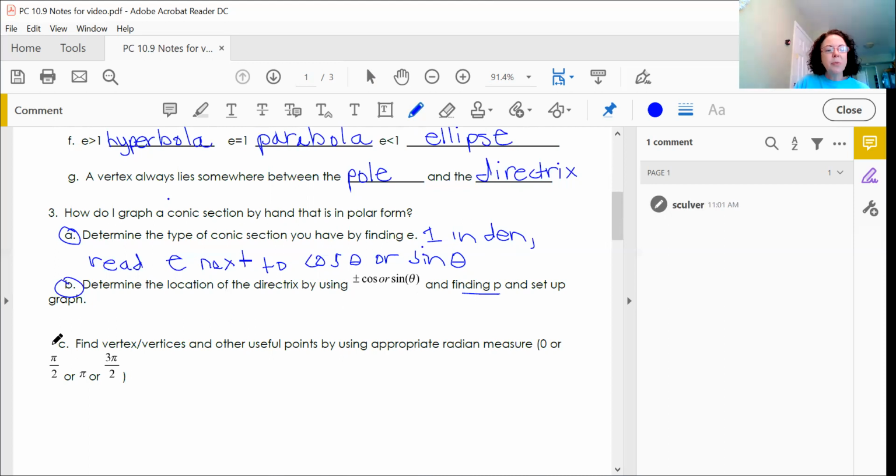Then the next thing we do is find the vertex or vertices and other useful points by using appropriate radian measures. So what we do is we make a chart. Our chart will have, usually all we need is theta and r. And we'll do 0 radians, pi over 2, pi, and 3 pi over 2. That is usually all you need to draw your conic section.